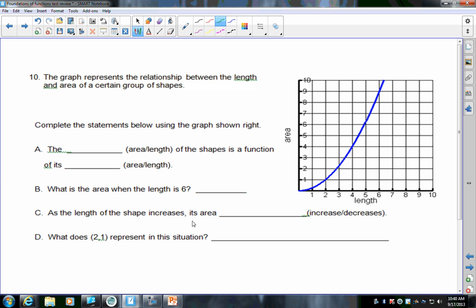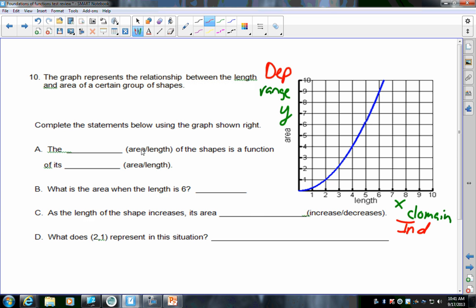Okay, it gives us a relationship between the length and the area. Remember the length down here, this is the horizontal, is the X. The Y is the vertical. So then I know that this is domain. I know that this is range. I know that the X is the independent and the Y is the dependent.